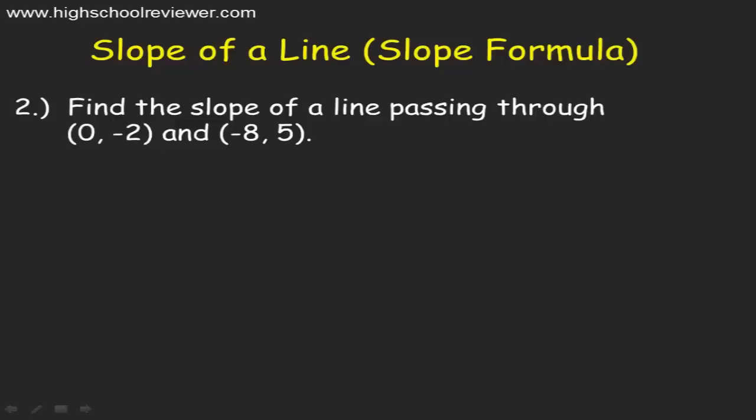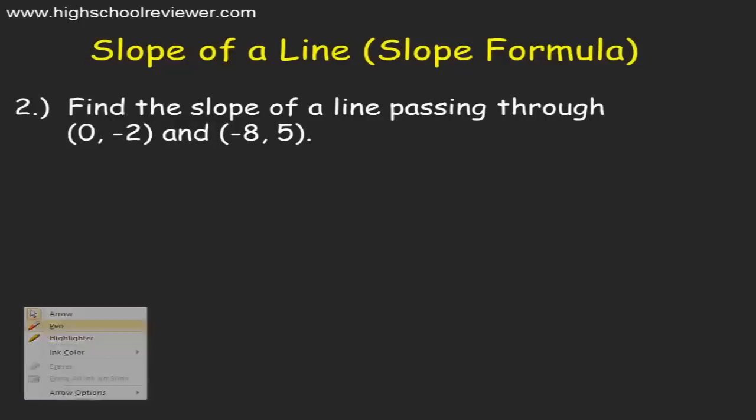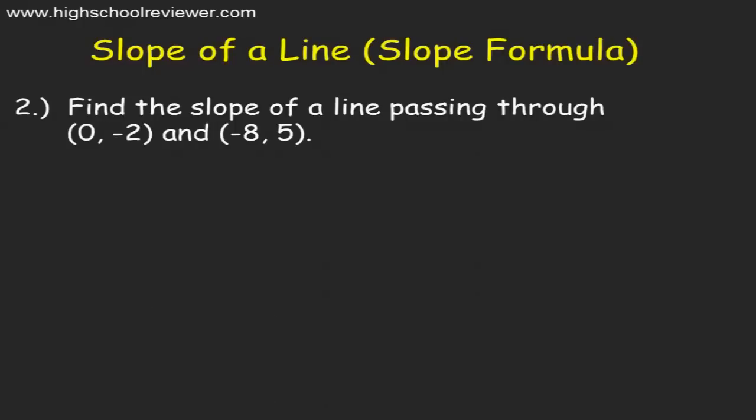Number 2. Find the slope of a line passing through points 0 and negative 2 and point negative 8 and positive 5. Again, we need first to find the values of x and y of the 2 points. On our first point, 0 here is our x sub 1, and negative 2 is our y sub 1. And negative 8 is our x sub 2, and positive 5 is our y sub 2.